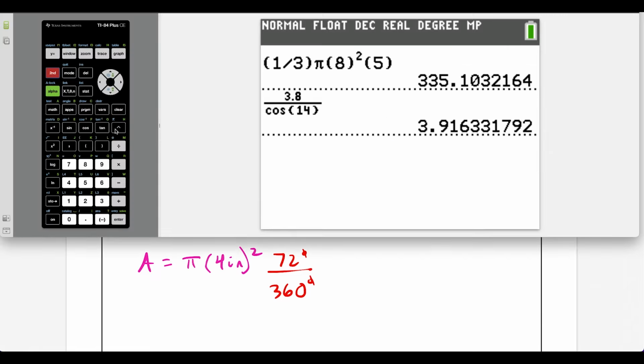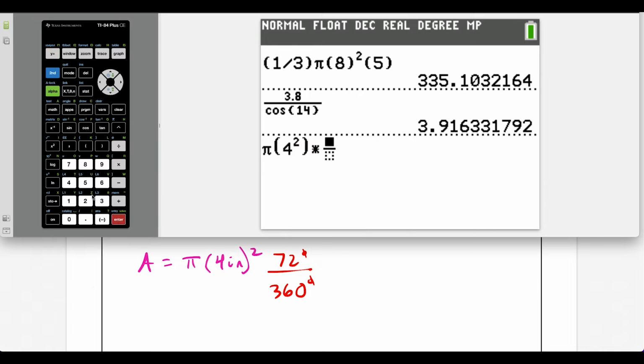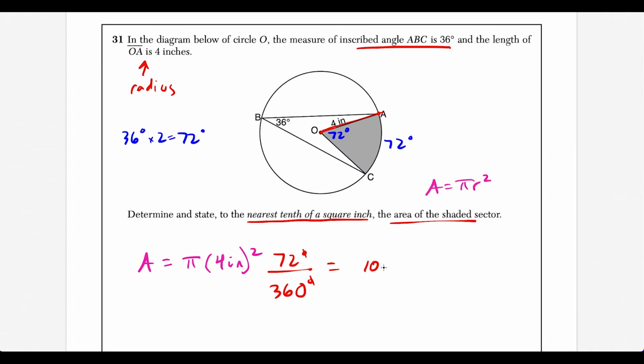So we have pi, second in this up arrow here, the caret button, and now next we're going to have 4 squared. So we have 4 to the second power like this. Now we close the parenthesis, and we're going to multiply by the fraction. Or we could have just used parentheses, and we have 72 divided by 360 like this. So now to the nearest tenth of a square inch, this is going to be 10.1. So our answer to 31 is 10.1 square inches.